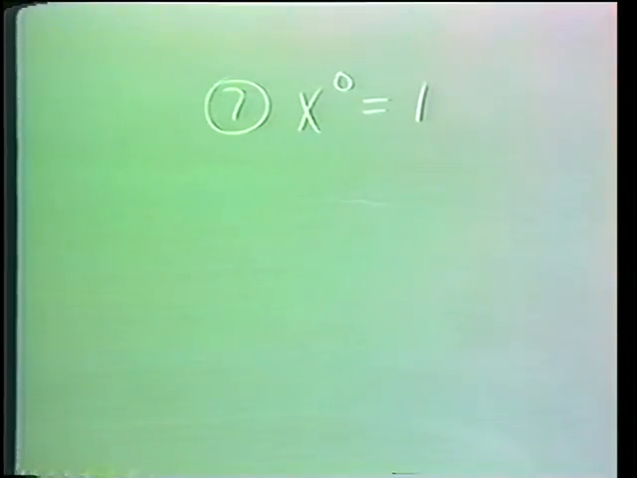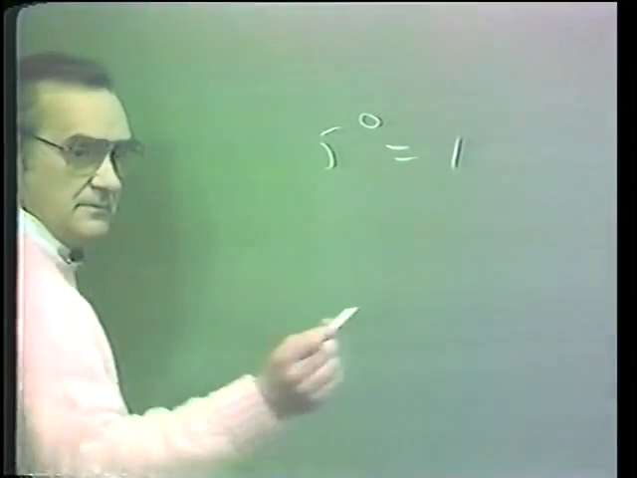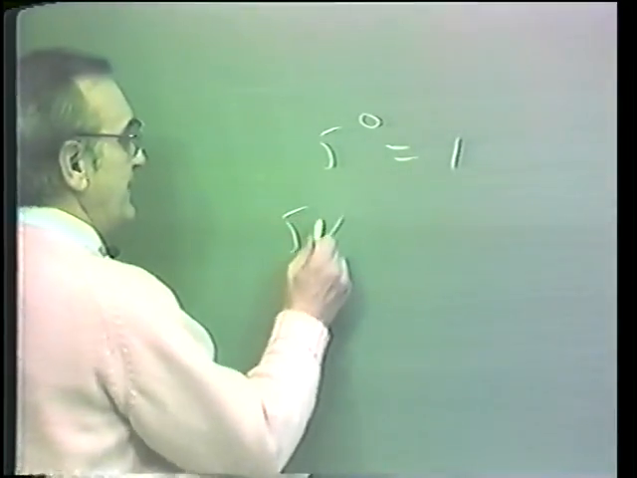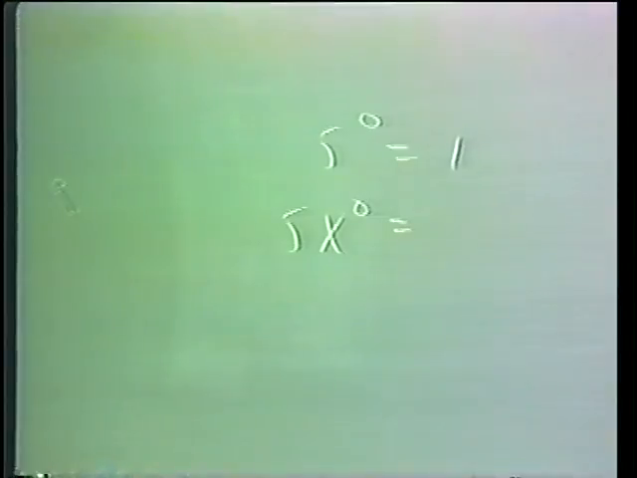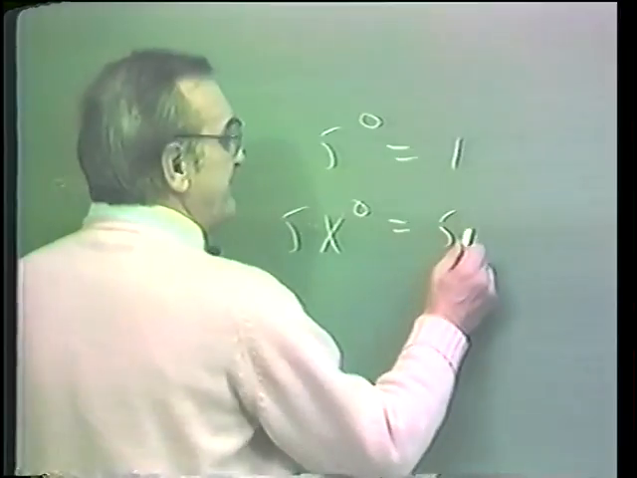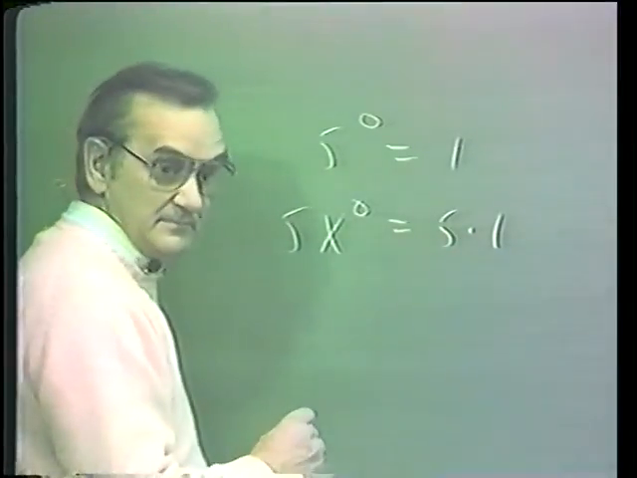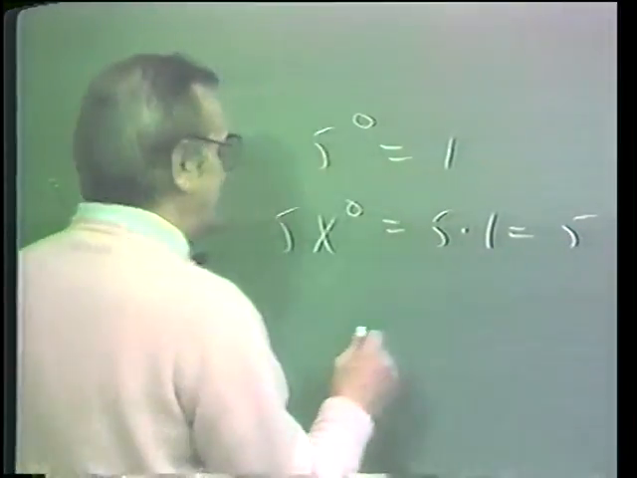In other words, if I have 5 to the 0 power, what's that going to equal? It's 1. Very good. Give you another one. Suppose I have 5x to the 0 power. What is it going to equal? Nope. 5. What's being raised to the 0 power? Just the x. So this becomes 5 times 1, which is 5.